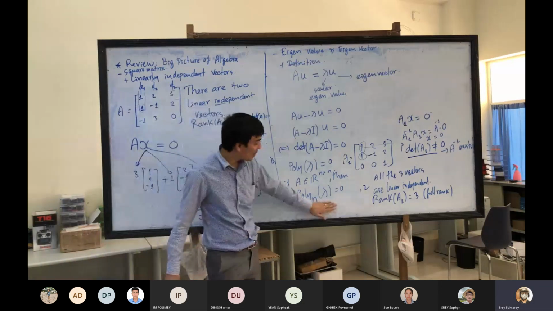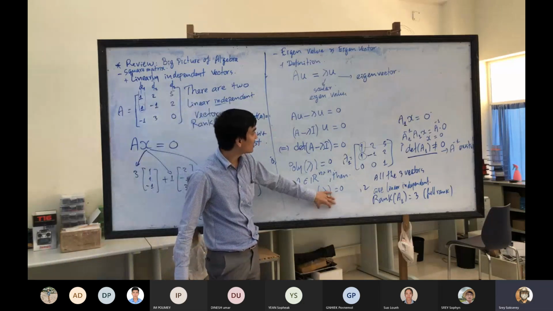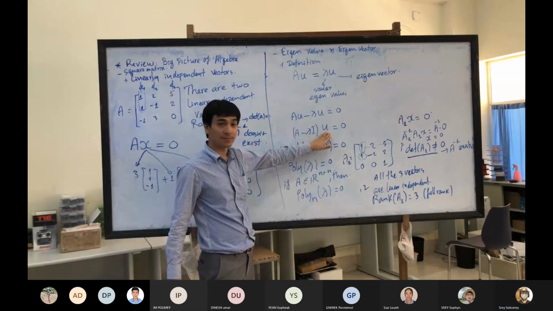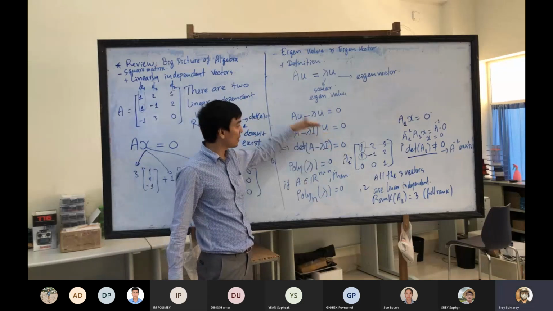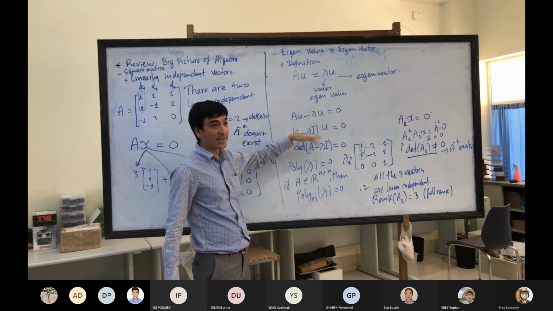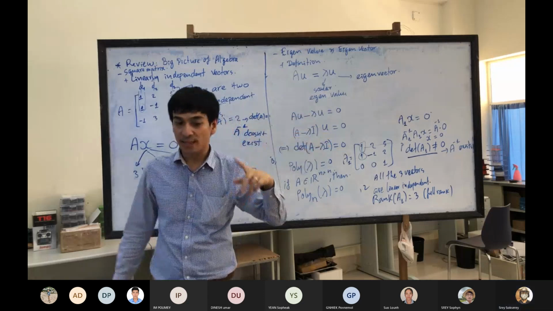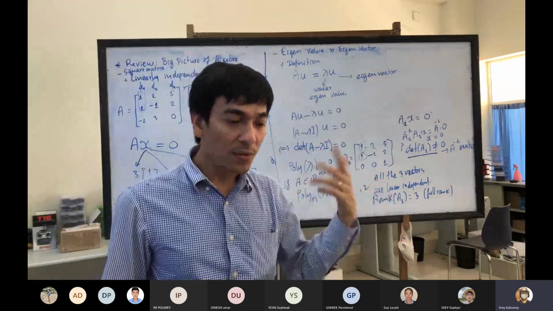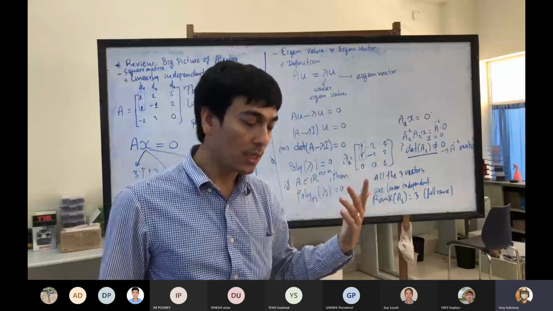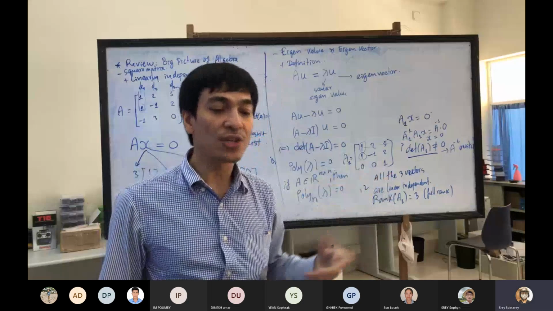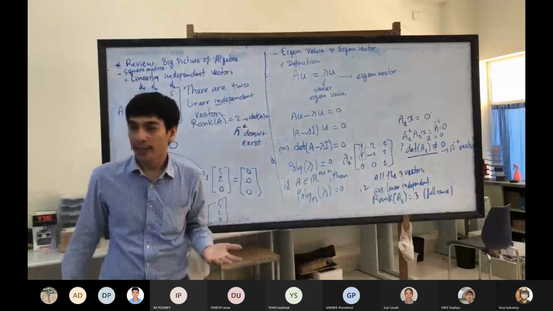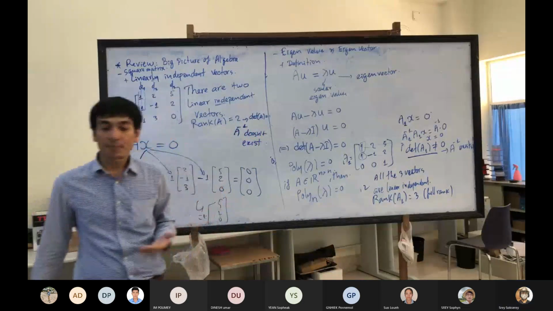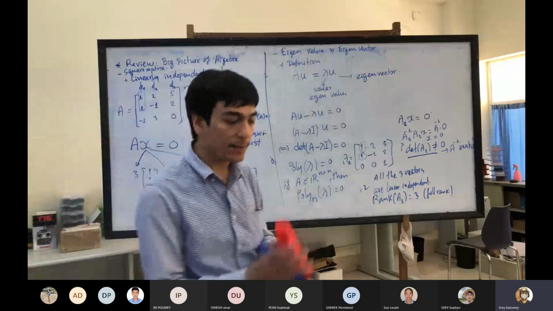So after you find lambda from here, and then substitute back to here in order to find u, because you have a system of equations. But in the process, I can let you know now that when you find it, you will get infinite solutions of u.